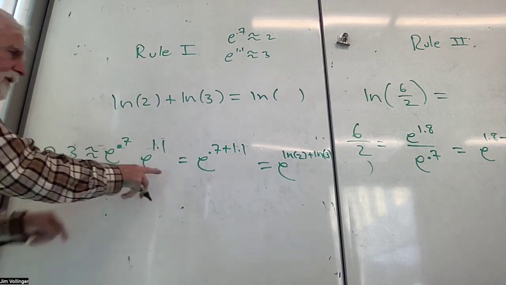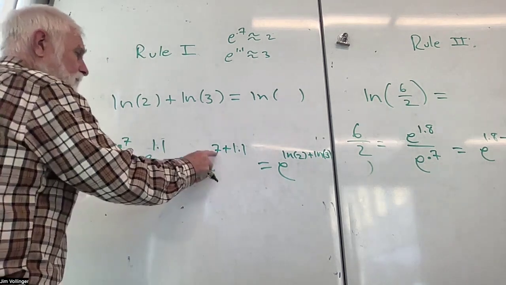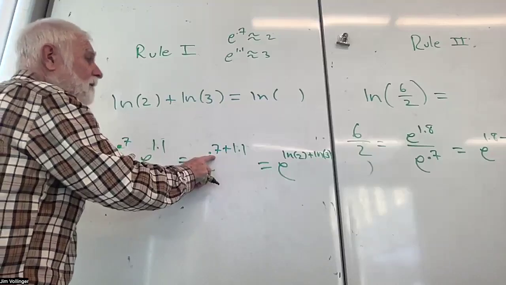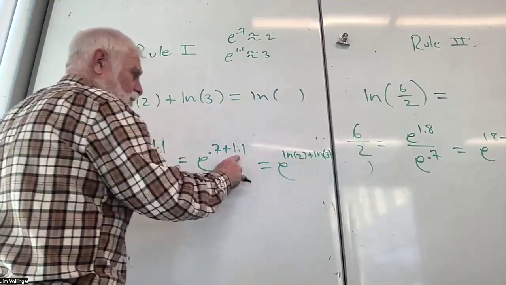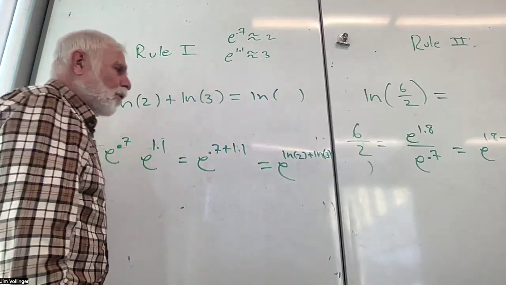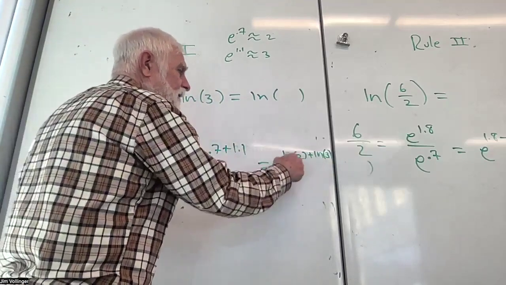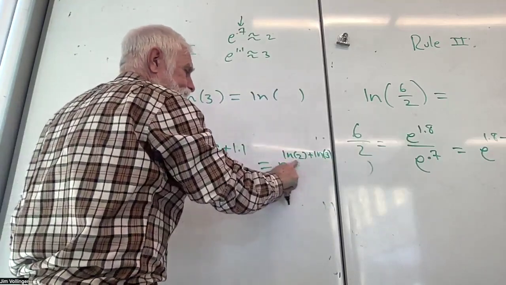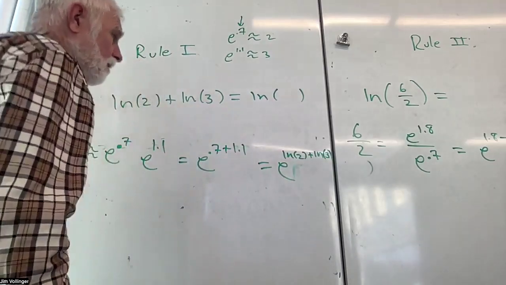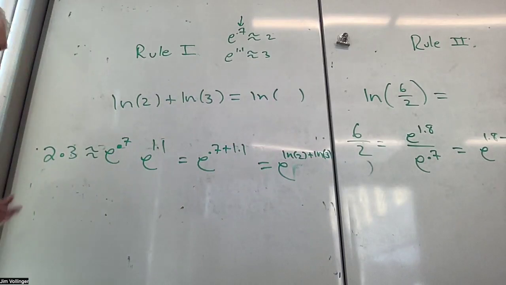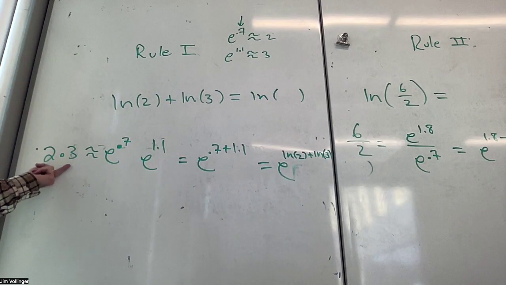Rules of exponents say that this is e to the 0.7 plus 1.1. And what is 0.7? The ln of 2. And what is 1.1? The ln of 3. Because those statements are saying, what do you put on top of e to get 2? Well, there it is, 0.7. So e to the ln 2 plus ln 3 gets me 6. It's over here. It's what we started with.